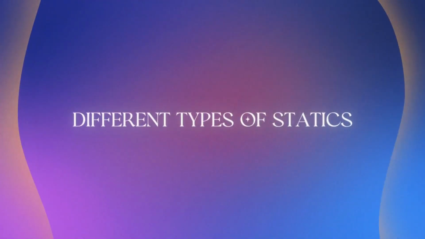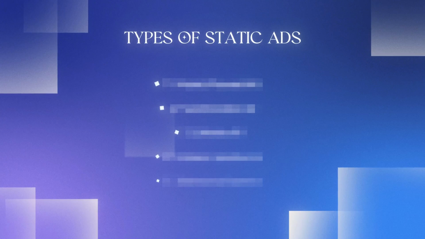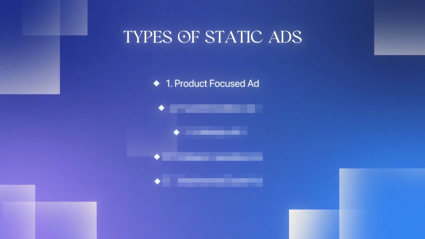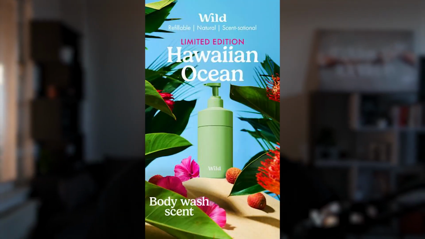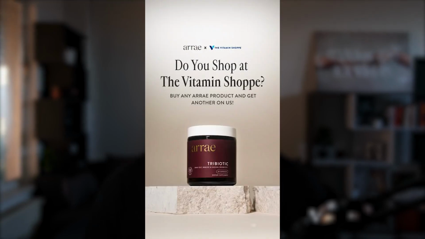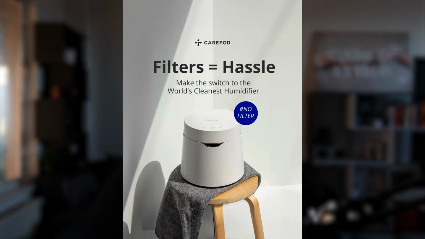Principle number 3, different types of statics. There are 5 main types of static ads that consistently crush it, and each one serves a specific purpose. Let's start with product-focused ads. These work the best when your product itself is the hero, but it's not just about taking a pretty picture of your product and running it as an ad. You need to show it in a way that immediately communicates value.